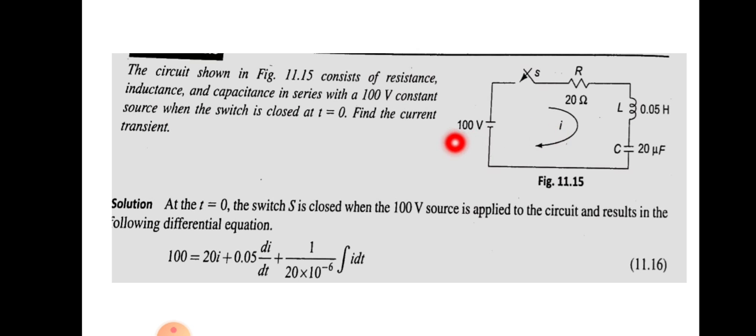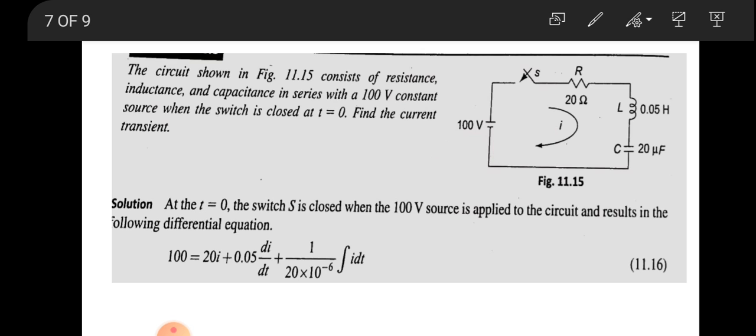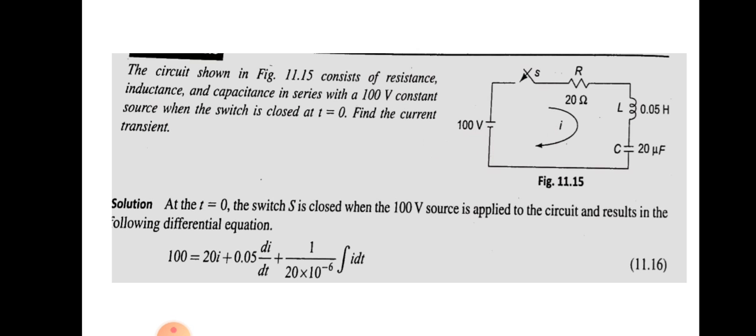And you can start doing this problem as given in the previous case. So you know that at the time t equal to 0, switch S is closed. When the 100 volt source is applied to the circuit, the resulting differential equation will be, see, when t equal to 0, the switch will be closed, so this circuit will become a series circuit.